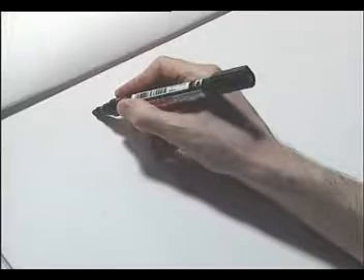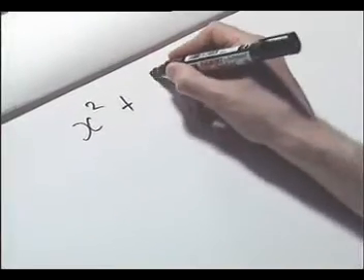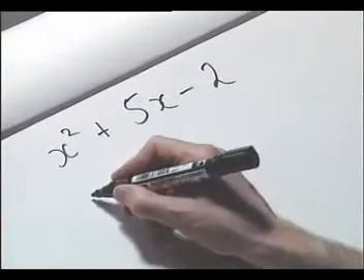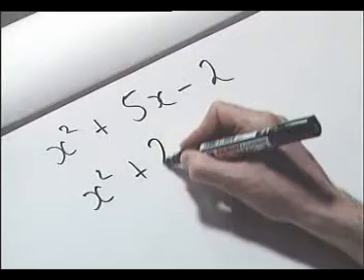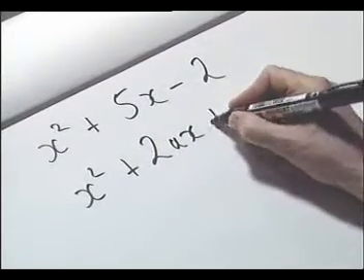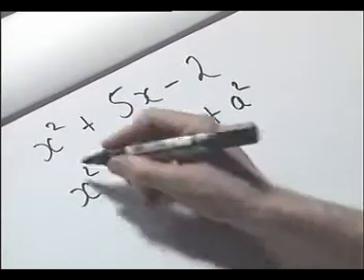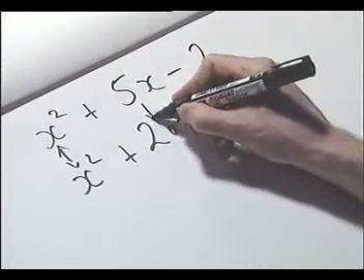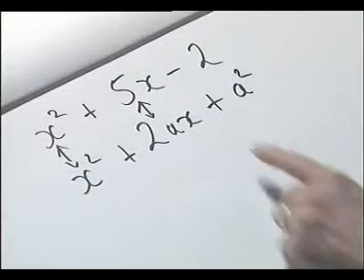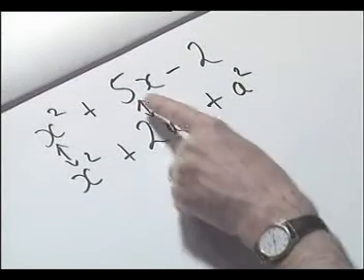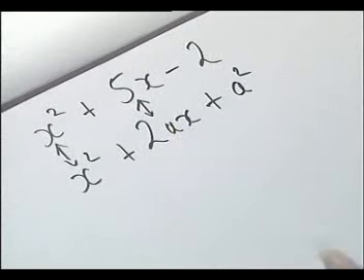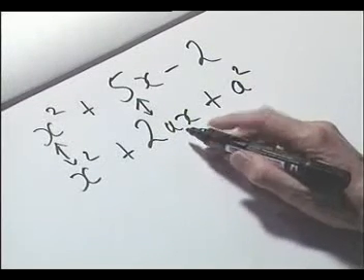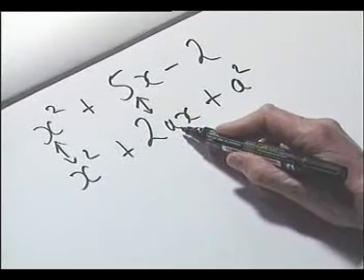So, we've x squared plus 5x minus 2. And we've x squared plus 2ax plus a squared. These two match up. Somehow we've got to match these two up. Well, the x's are the same, so the 5 and the 2a have got to be the same. And that would suggest to us that a has got to be 5 divided by 2.